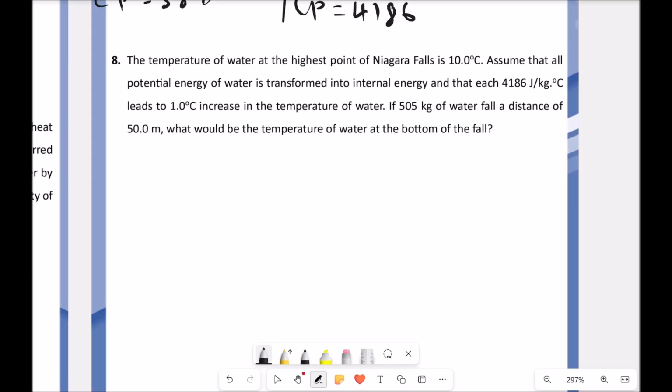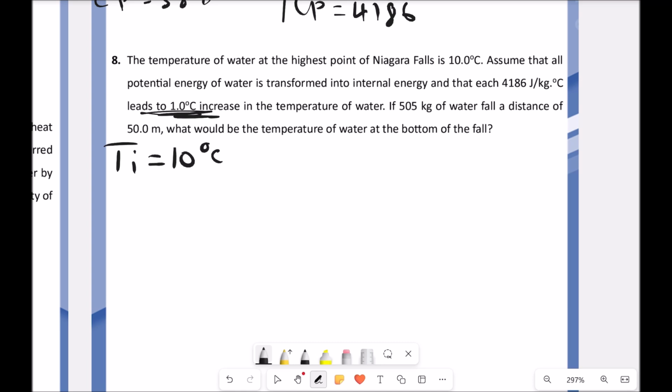We have question 8. It says the temperature of water at the highest point of Niagara Falls is 10 Celsius. So we have temperature of the water, which is equal to 10 Celsius, which is T initial. Assume that all potential energy of water is transformed into internal energy, and that each 4,186 joule per kilogram per Celsius leads to 1 Celsius increase in the temperature of the water. We don't need that information.